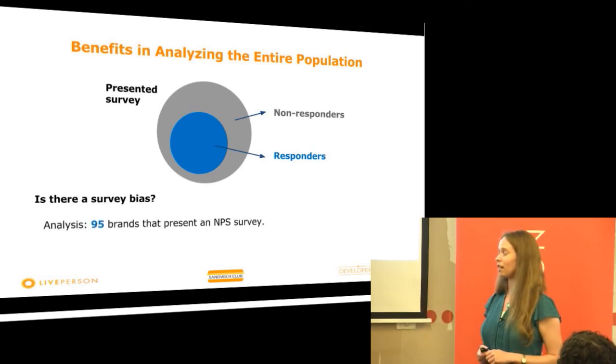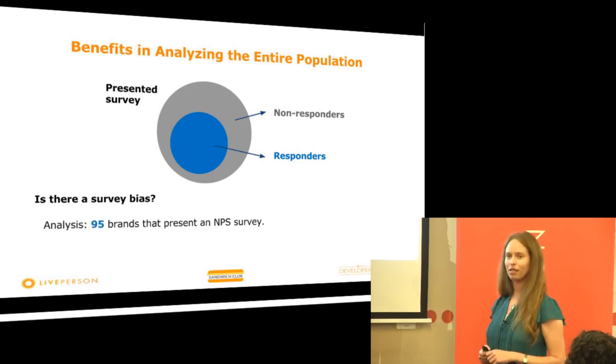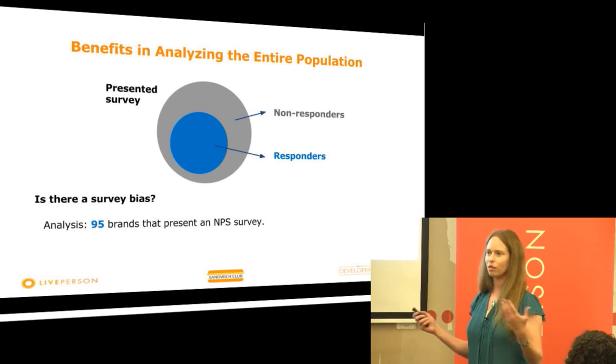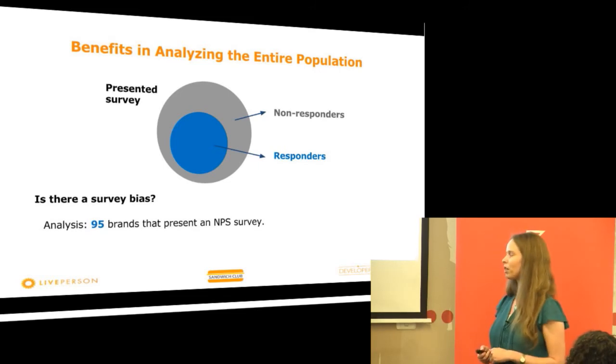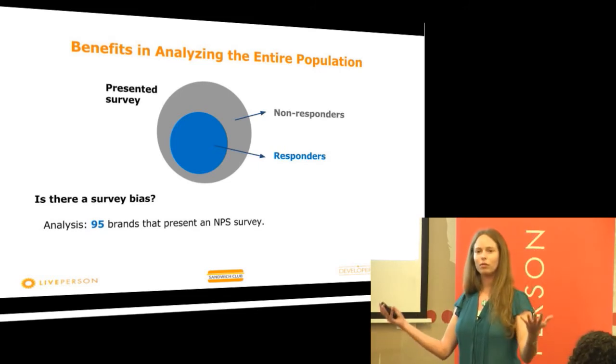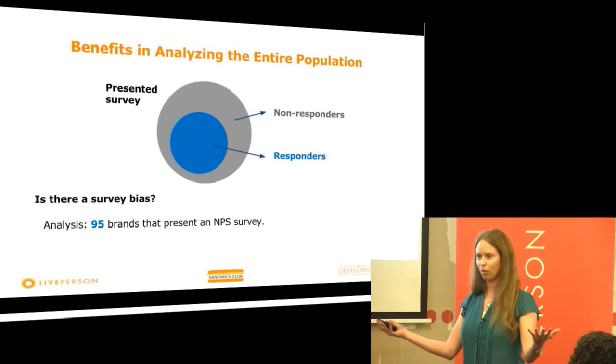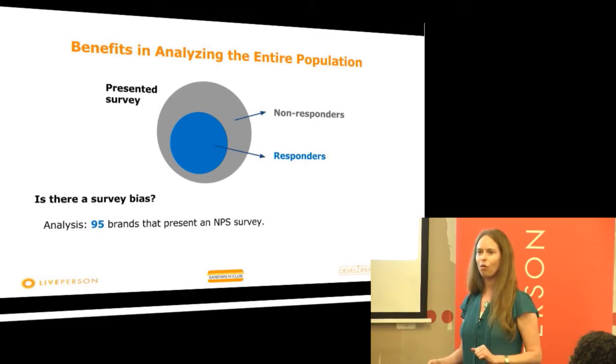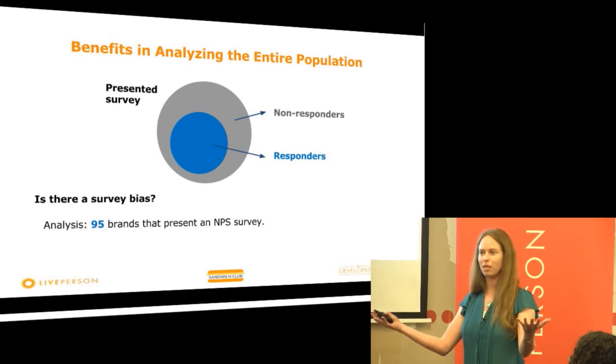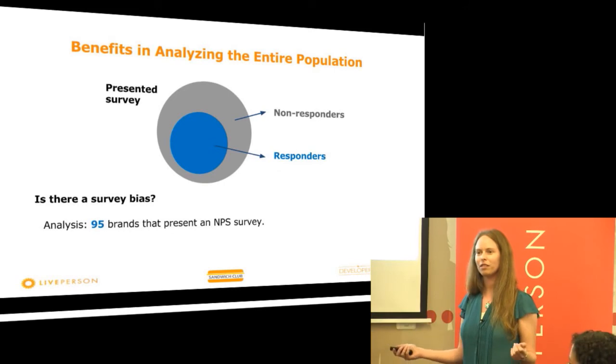So we did the following analysis. We took 95 brands that have an NPS survey. It's one of the survey questions that I showed you earlier. And then we could split them into those two groups, the responders and the non-responders, and calculate the MCS of each one of those groups. So what do you think that we found out? Were the MCS of the two groups identical? Were they different?